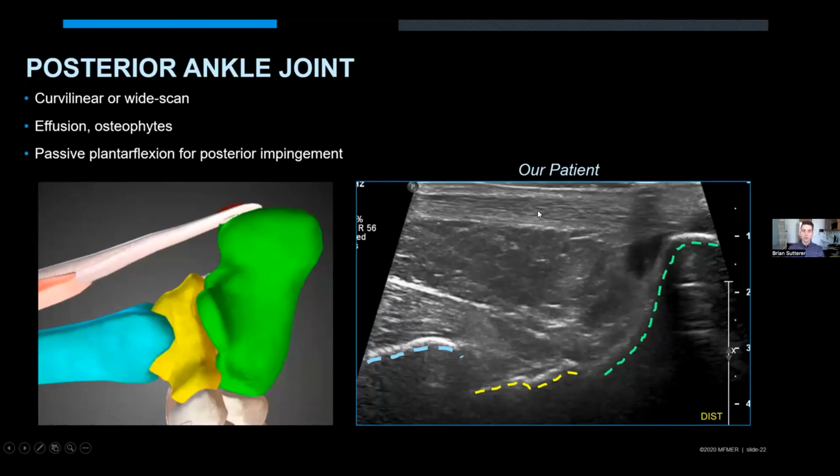So either use your mid-frequency linear with maybe a wide scan mode, or look at the curvilinear transducer to appreciate here first the tibiotalar joint, then the posterior subtalar joint, looking for any effusion, looking for osteophytes in this area. You can do a dynamic plantar flexion maneuver to see if anybody's getting their typical pain reproduced for possible posterior impingement. So this is the joint portion of the posterior scan.